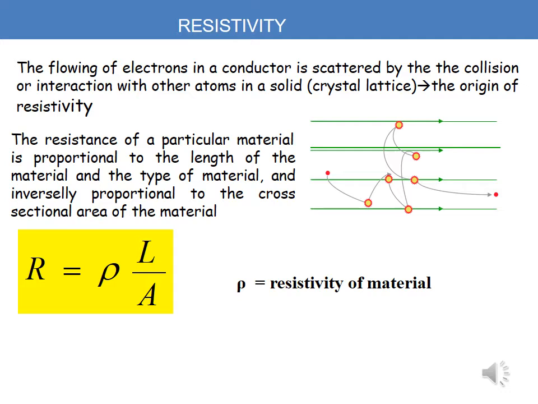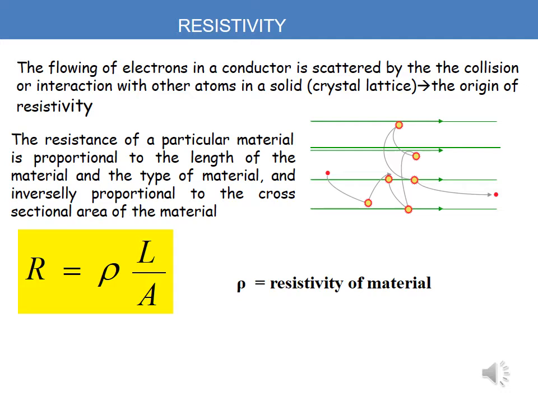But if you increase the temperature of the material, the vibration of the atoms will become faster and faster. The movement of the electrons will be disturbed, or the electrons will be scattered. In this case, we find more resistance or more resistivity in this material.